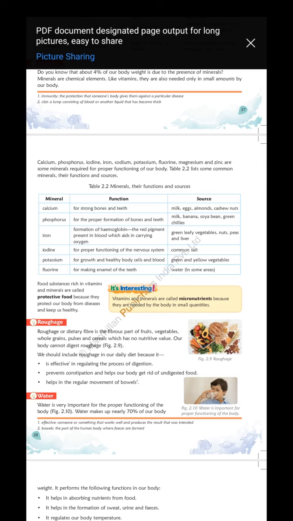And we can get iodine from common salt. Okay, common salt we are getting. Common salt is the source for iodine. And for proper functioning of nervous system we need iodine.